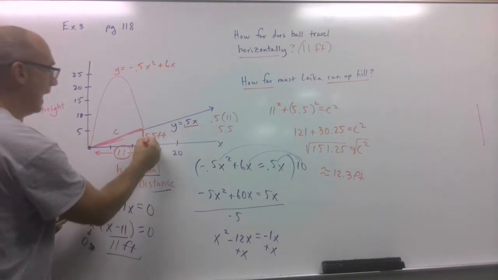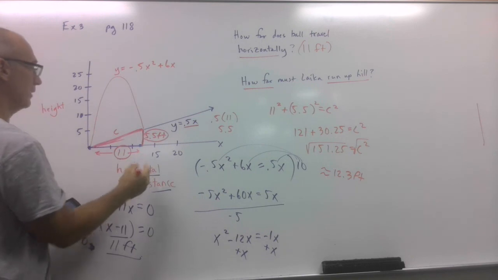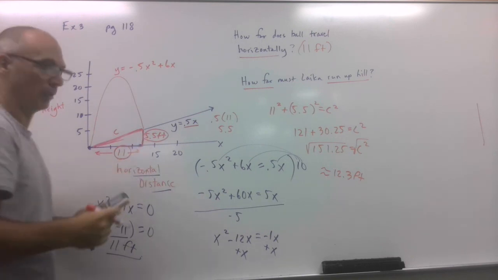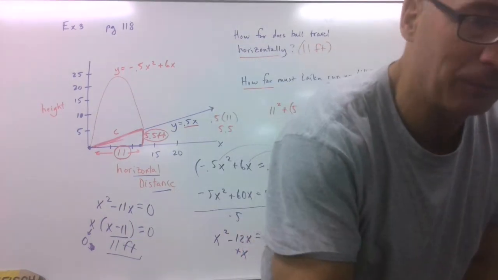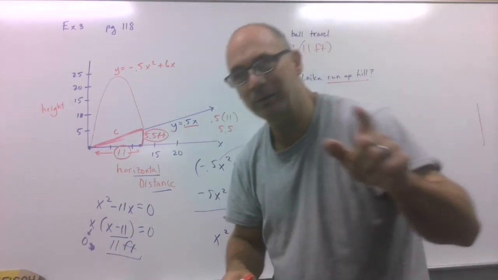Now if they asked how high was the dog above the ground, 5.5 feet. So there are different ways they can ask you questions. So there's the pre-lesson. More sample problems coming, so make sure to watch the example video.